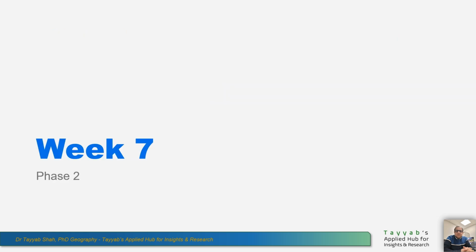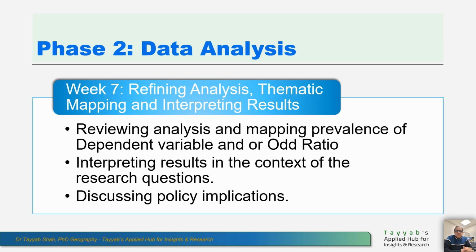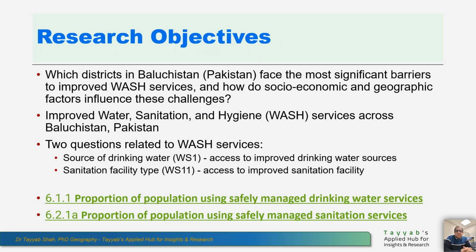This is week 7, and we have a few objectives. Basically, we are doing a data analysis, but rerunning the data analysis by using our dependent variables, based on my research question. As you know, we are working on the Balochistan mixed data, and I'm trying to see which districts in Balochistan face the most significant barriers to improved WASH services.